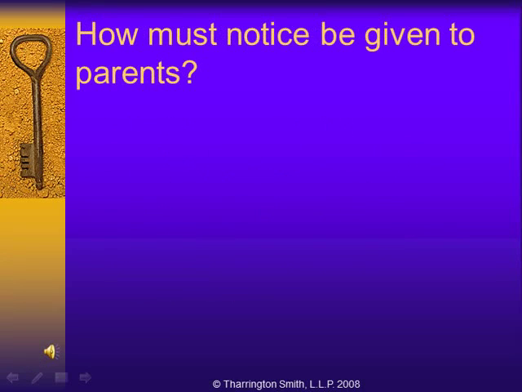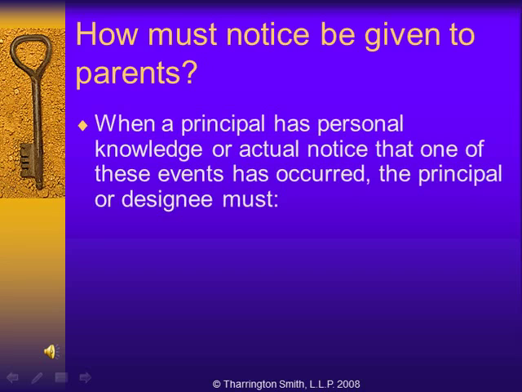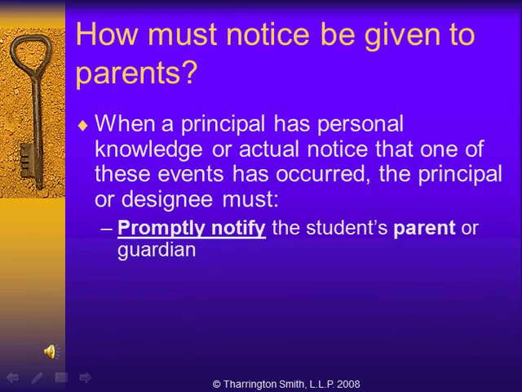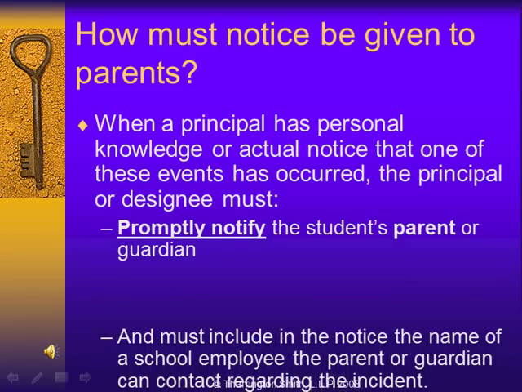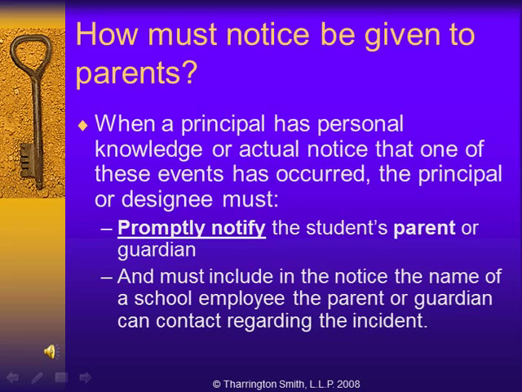In this situation, when the principal has received a report on the use of seclusion, restraint, or aversive procedures, or when the principal has knowledge or notice that one of these events has occurred, then the principal must notify the parents promptly. The principal must also give the parent the name of a specific school employee that he or she can contact for more information about what has happened.